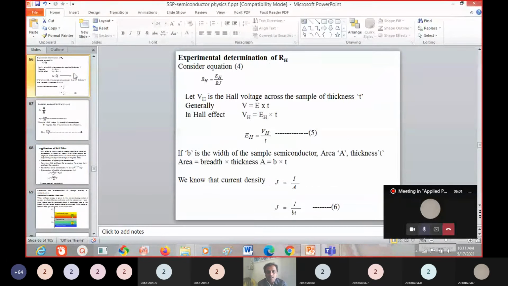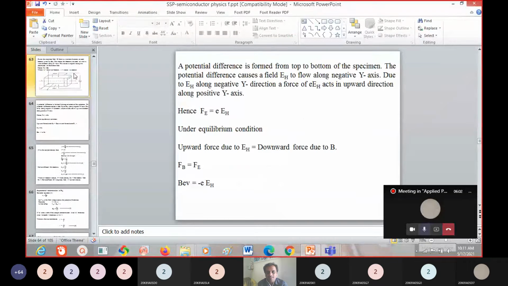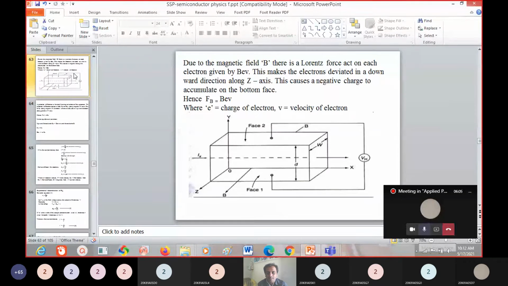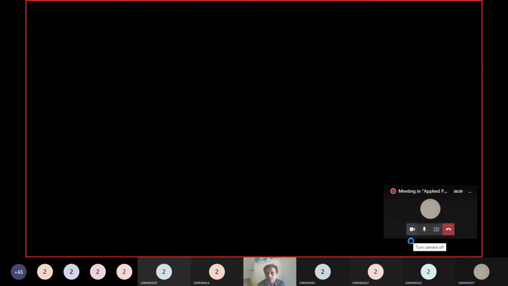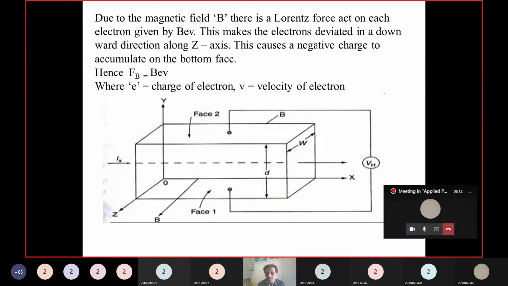Yesterday we discussed the Hall effect. So once again, briefly, I will explain the Hall effect, and its application. By using the Hall effect, we can determine the carrier concentration, whether it is a P-type or N-type semiconductor, and how many charge carriers are present. We can also tell whether it is a metal or a semiconductor.